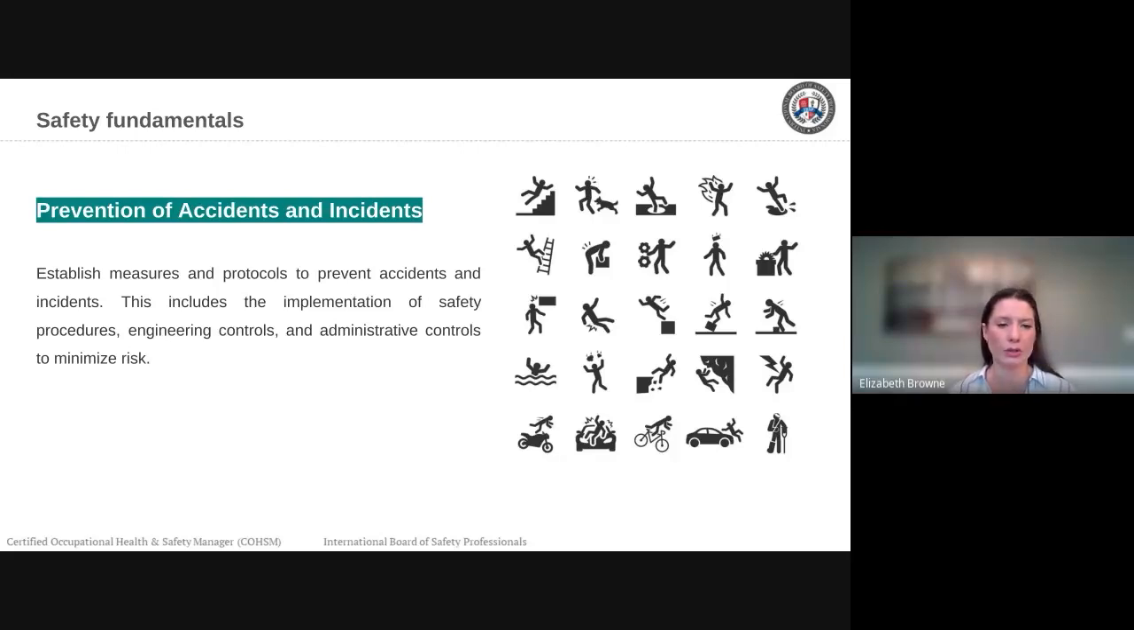Additionally, we want to look at prevention of accidents and incidents as a safety fundamental. We're going to establish measures and protocols to prevent accidents and incidents. This includes implementing safety procedures, engineering controls, and administrative controls to minimize risk. And we'll dive into what each of those mean as we get into the course a little bit more.